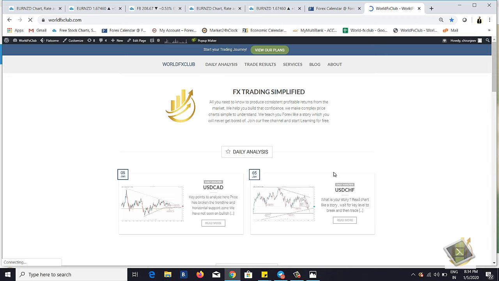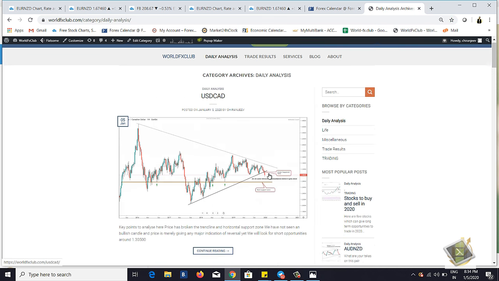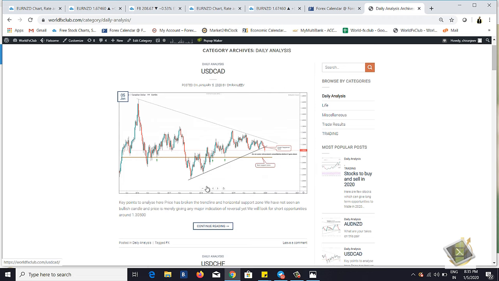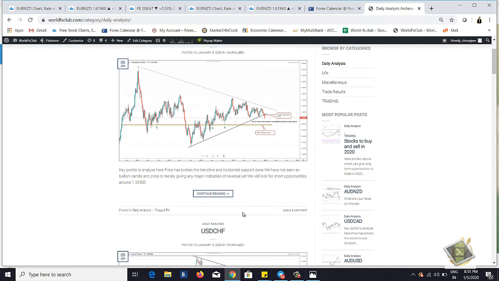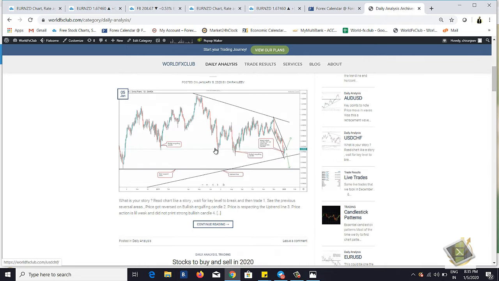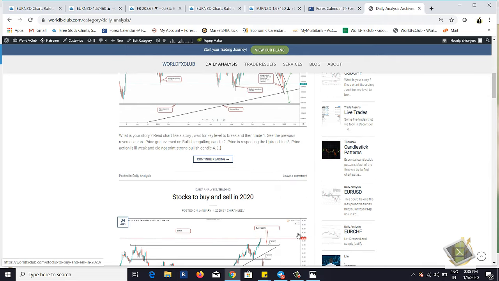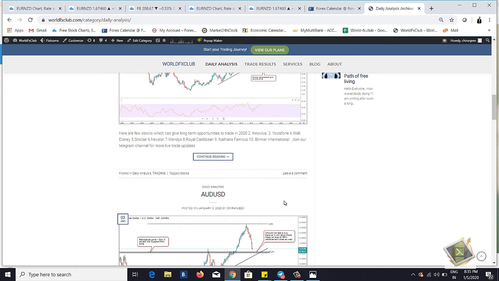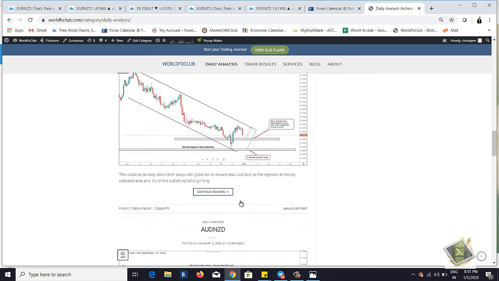Plus I also post every day a few analyses where I am looking at the chart and I want to trade, and all the analysis is free of cost. I will try to explain what I'm thinking when I am looking at a chart. I will not do anything extra. I will do the same thing that I just taught you, plus a few additional things. So this is one analysis from USD CAD, USD CHF. I posted this today. This is stocks to buy and sell in 2020. Then this is Australian versus others, different types of analysis.